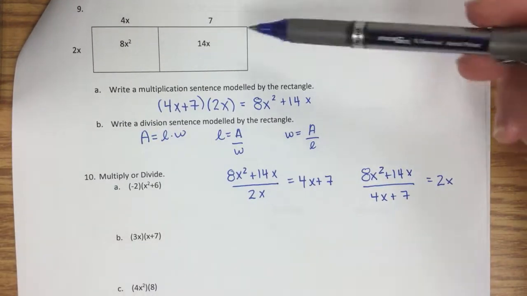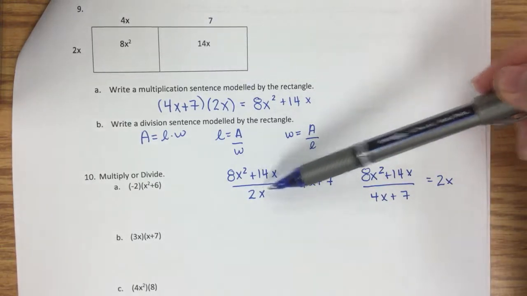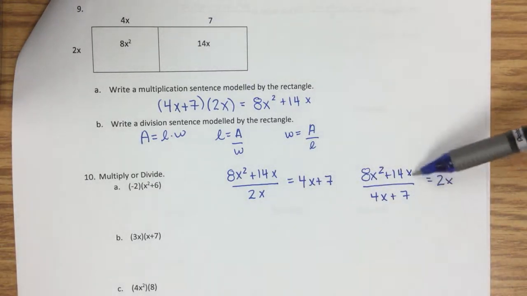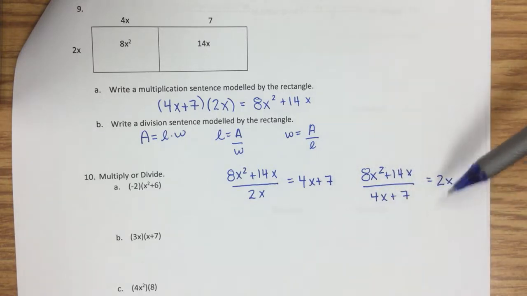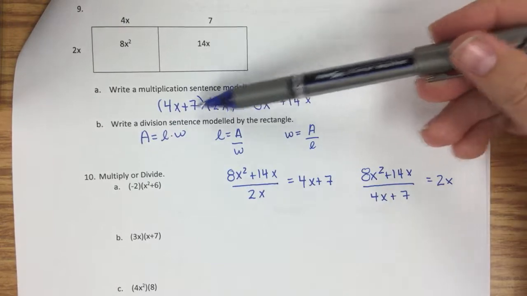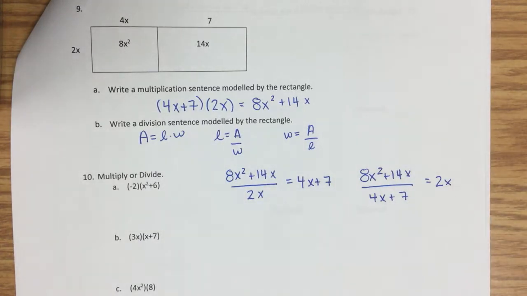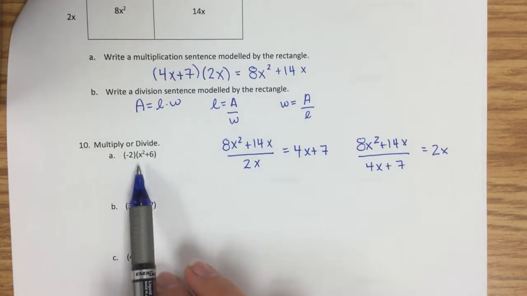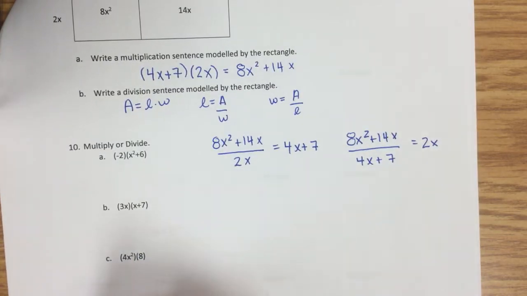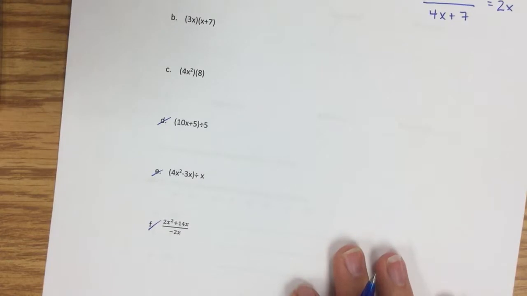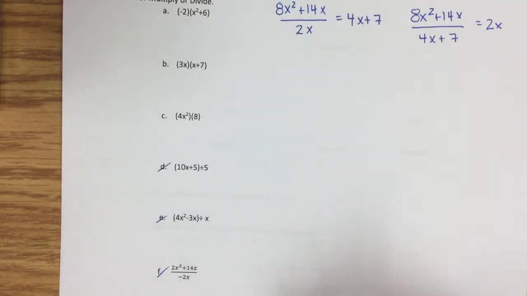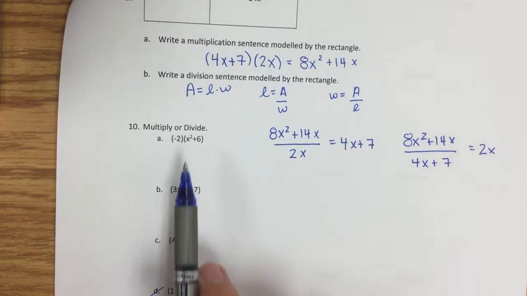So what I'm doing here is taking the area of the rectangle, dividing by one of the dimensions, and getting the other dimension, because 2x times 4x plus 7 equals 8x squared plus 14x. So if I divide by either factor, I should get one or the other. Okay, so multiply or divide. This is what I would like to do today. Let's go through D, E, F, and those look like division to me, and I want to deal with division when we get into factoring polynomials. So someone please remind me in about a week's time, hey, you forgot to go back and do the division questions. For right now, I want you to focus on 10, A, B, and C.